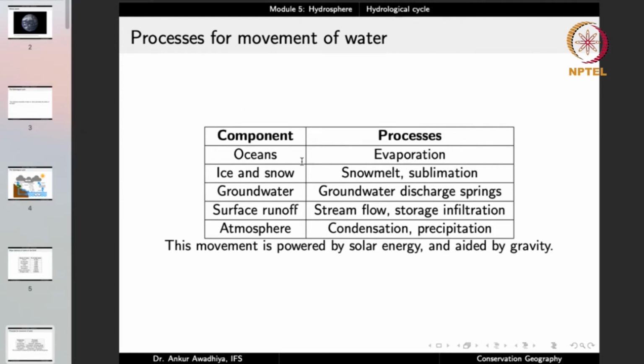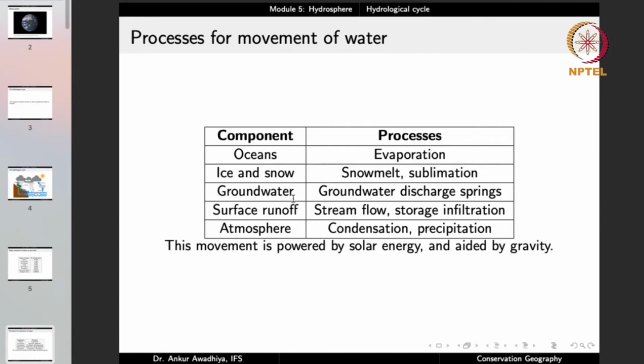So in the oceans, the major movement or the major process is evaporation. So water leaves the oceans in a majority in the form of evaporation. In the ice and snow components, we have snow melt and sublimation. So snow melt is the conversion of solid ice into liquid water, and sublimation is the conversion of solid ice directly into water vapor or the gaseous form. So the water leaves this component through snow melt and sublimation.